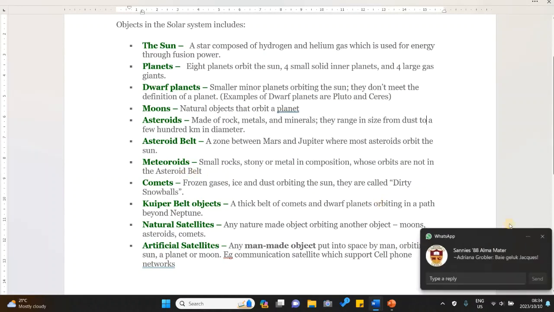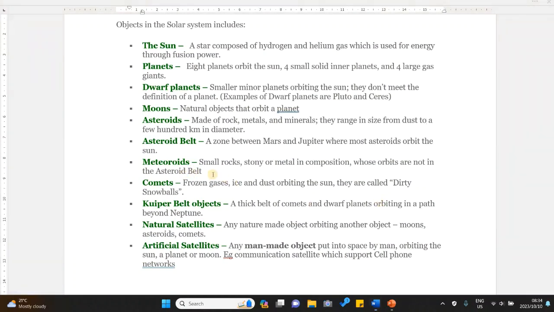Then meteors. Meteors are the same things as asteroids, but meteors are not found in a formal belt. They occur randomly inside our solar system, and they also orbit around the sun, but they are not confined to the asteroid belt.